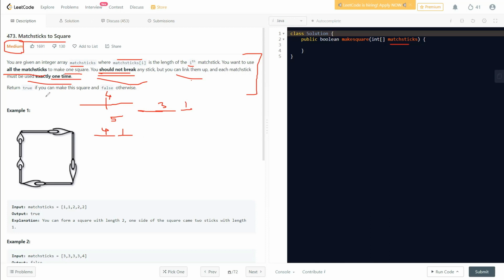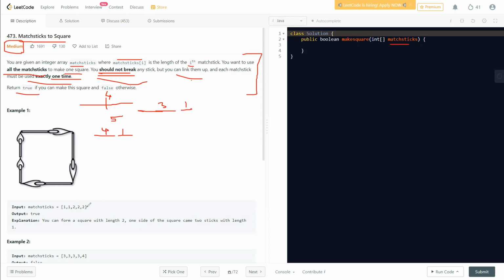So ultimately, the ask is to return true if you can make a square, or false otherwise. So you need to check if you can make a square out of it. Square in the sense, what does it exactly mean? Look here, if there are matchsticks of length 1, 1, 2, 2, and 2, and we need to make a square, we are sure that the square has all of its sides equal, right?